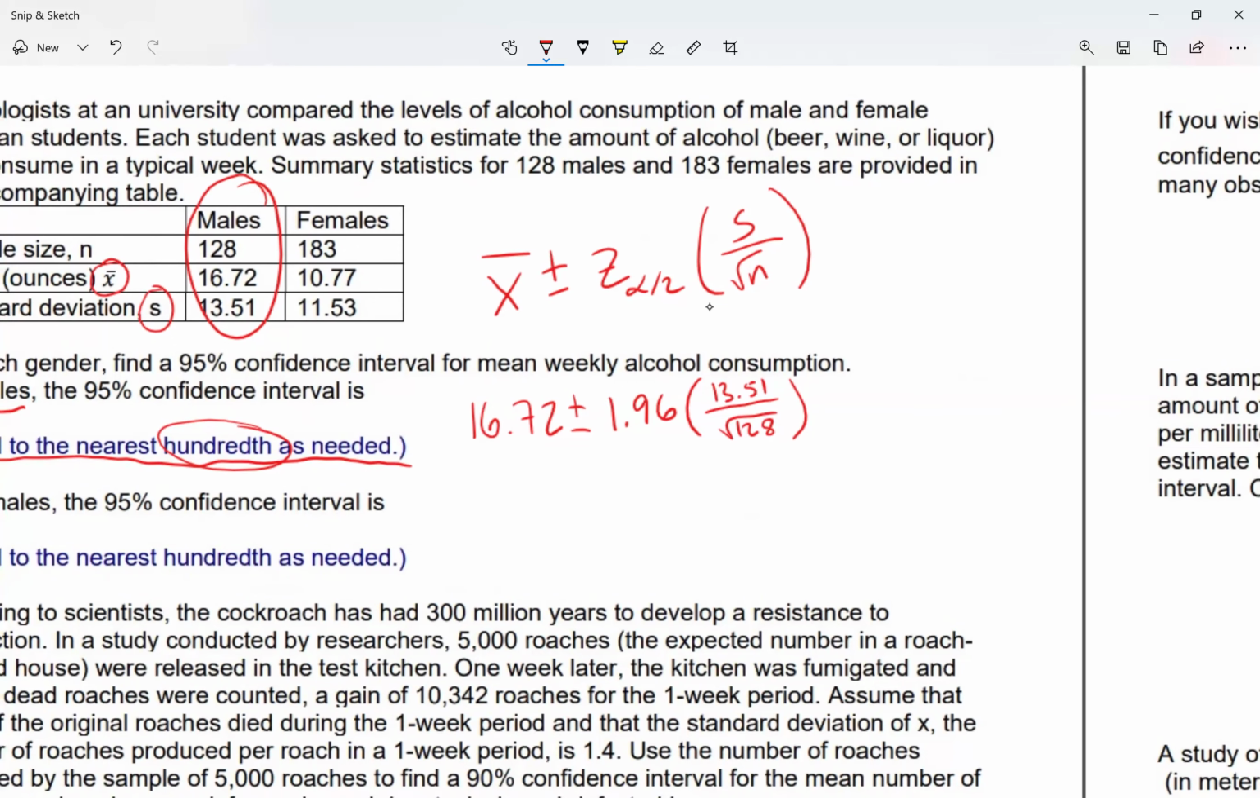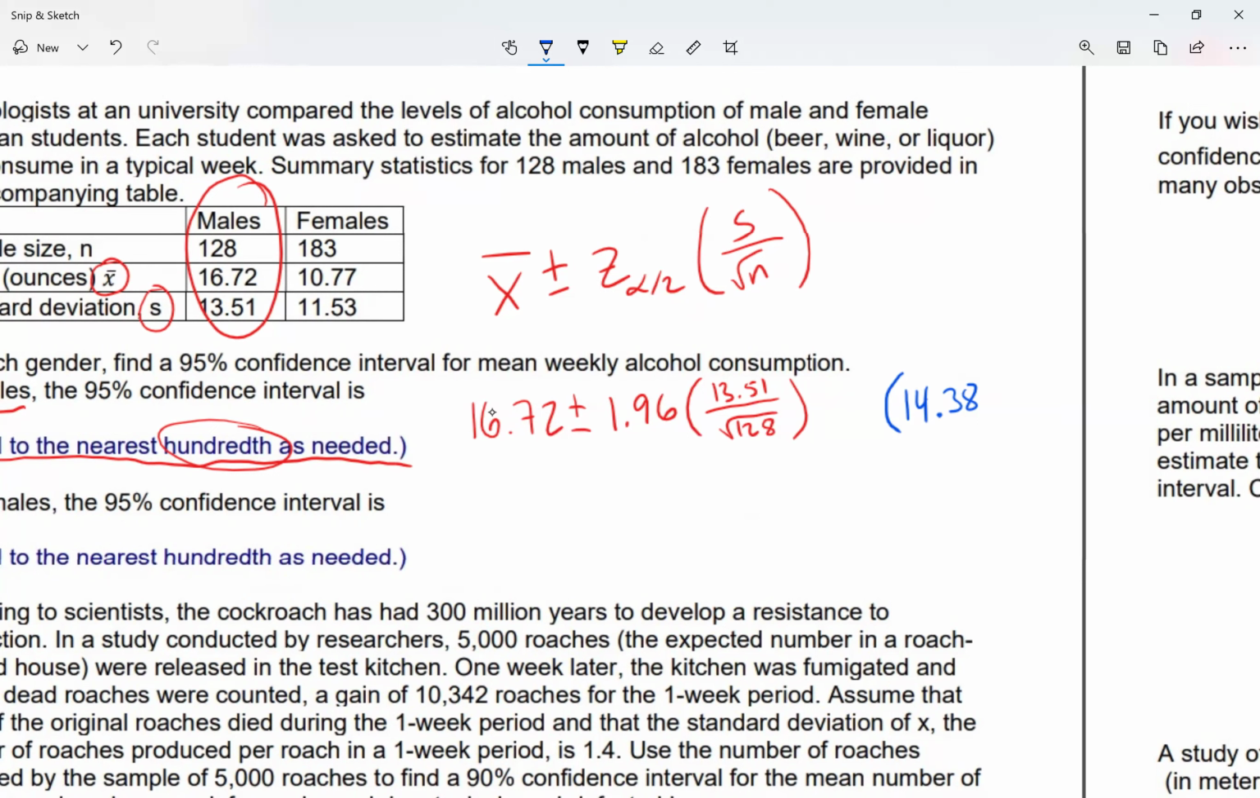My lower value, let me change this to blue. So for my answer, my lower value will be 14.38. Again, I rounded to 2 decimal places. Feel free to pause this video, type in the numbers on your calculator. Make sure you get the same values that I do.